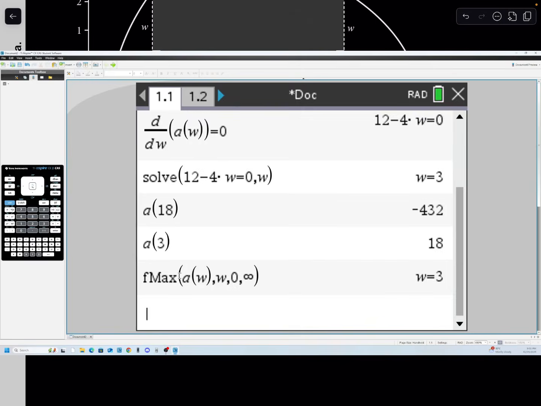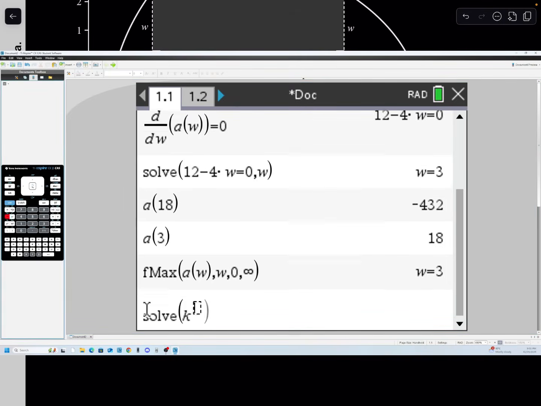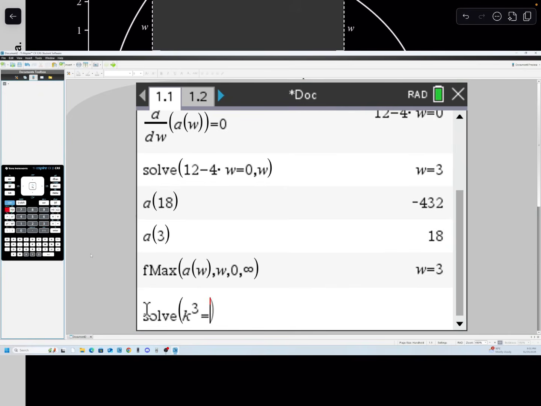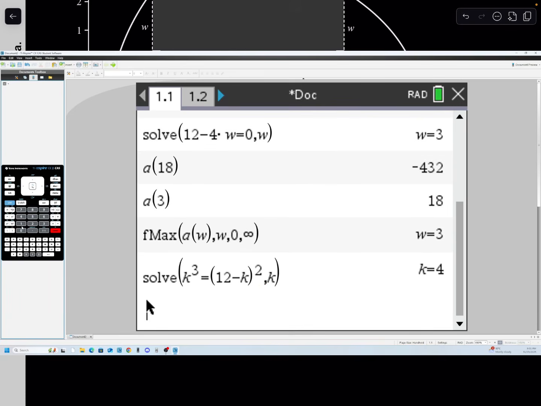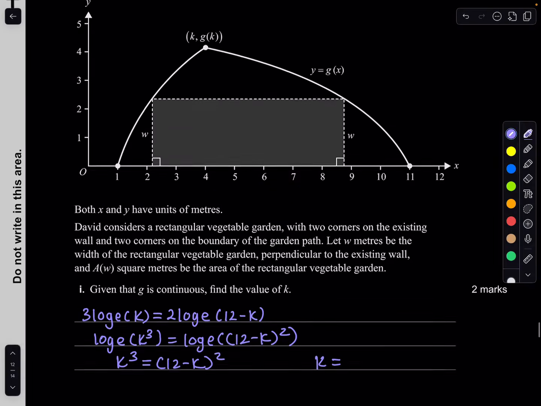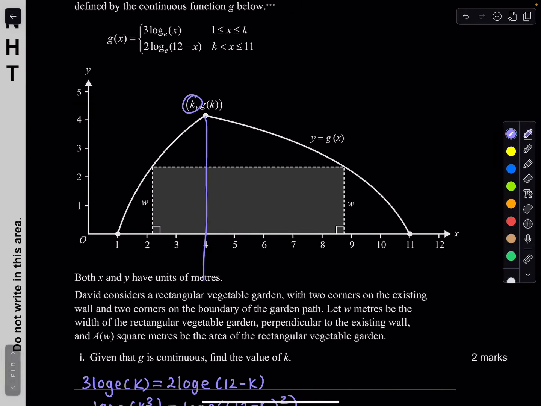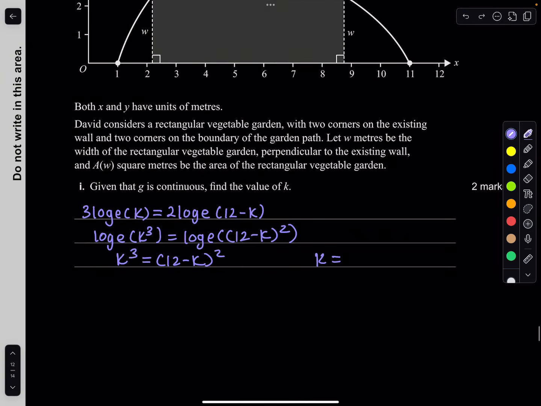So let's go in our CAS and say basically solve k to the power of 3 equals 12 minus k squared, comma k. So k equals 4, which is correct, as you can see that the k value here is a positive number, and it is actually at 4. So they've actually drawn it really nice for us here. So perfect, that's quite exact. So k equals 4. All right, beautiful. Might as well just use this color here.